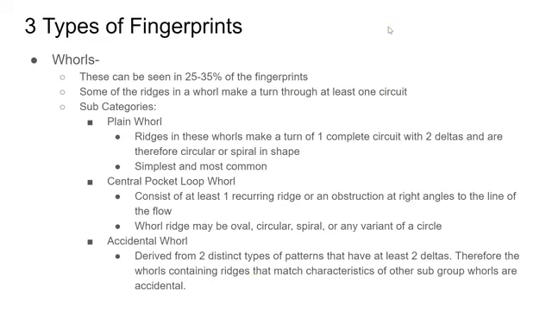The last of our three types of fingerprints is called a whorl. A whorl can be seen in about 25 to 35% of fingertips. Some of the ridges in a whorl make a turn through at least one circuit. There are three subcategories. The first is a plain whorl, where the ridges in these whorls make a turn of one complete circuit with two deltas and are therefore circular or spiral in shape. These are the simplest and most common of the whorls.